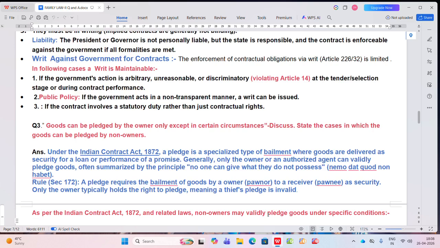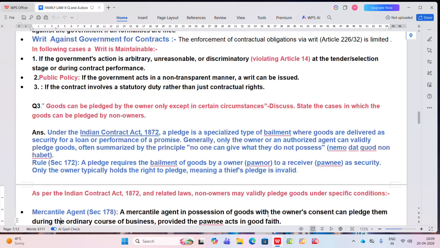Generally, only the owner or an authorized agent can validly pledge goods, often summarized by the principle, no one can give what they do not possess: Nemo dat quod non habet. Now the rule: Section 170 says a pledge requires the bailment of goods by the owner, called the pawnor, to the pawnee, as security. Only the owner typically holds the right to pledge, meaning a thief's pledge is invalid.